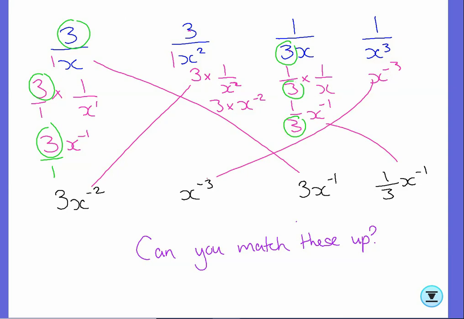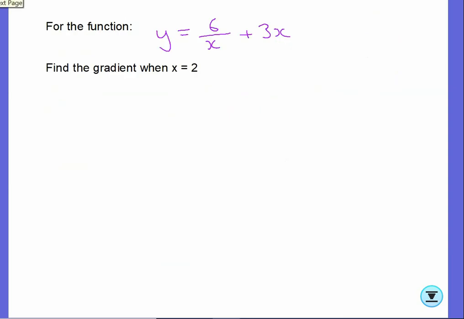Hopefully you've had loads of success, and if not, we're still going to explain it as we go through. So here's a complicated looking function. It's like a type of reciprocal graph, but it's kind of hard to imagine. Now, find the gradient when x is 2. Well, to find the gradient, we need to find dy by dx. That's our gradient function. But we can only do that when every single term is written in the form ax to the n, and we have a problem here. So we have to rewrite.